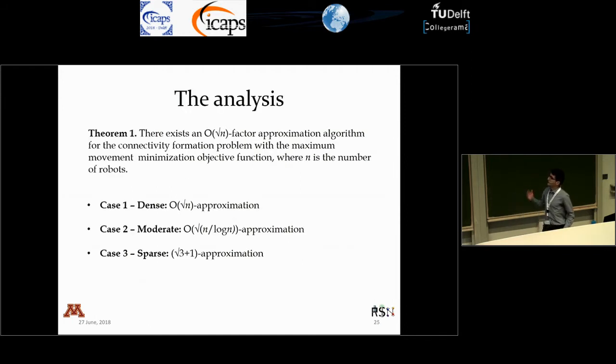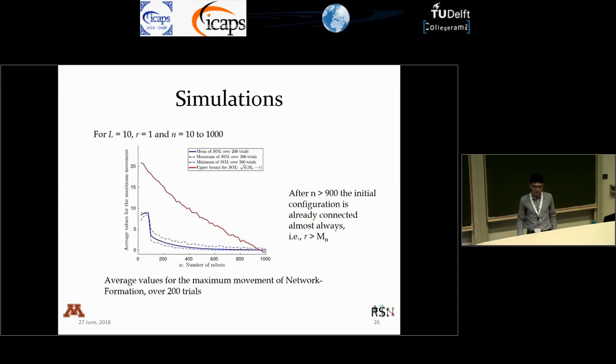So our analysis for theorem 1 consists of 3 cases, one for each of these density levels, for which we had at first a root n factor approximation. We also remarked that our approximation gets better as the configuration gets sparser. We also verified our analysis through simulations.